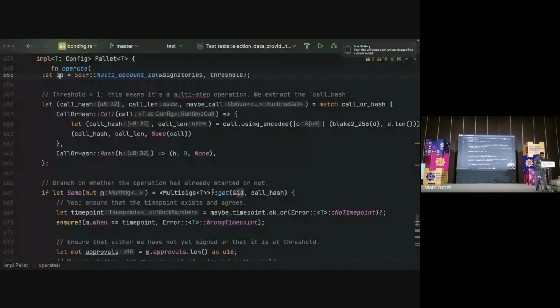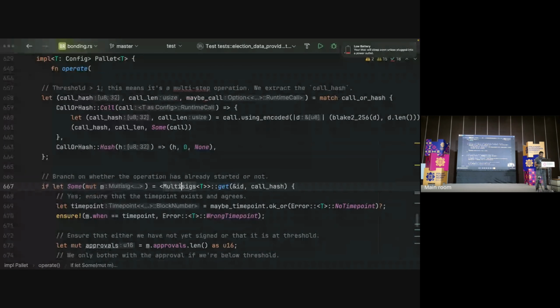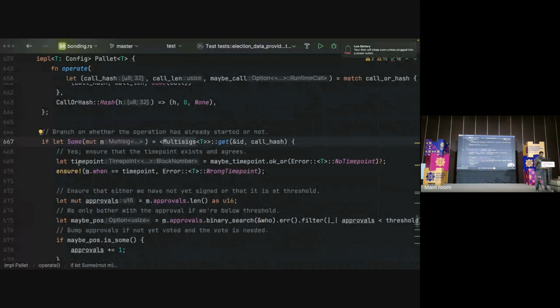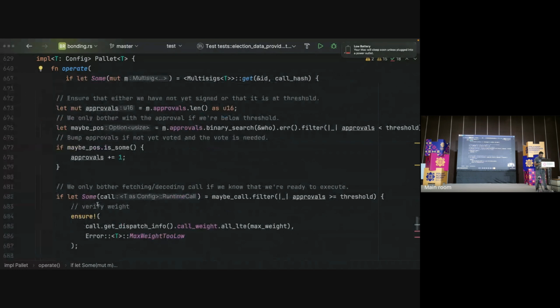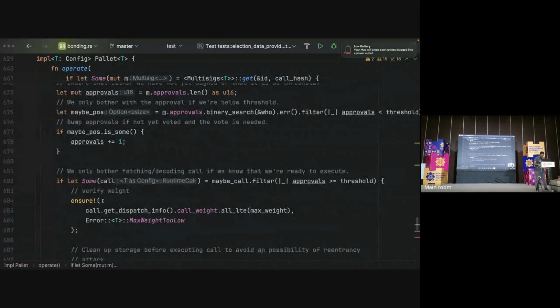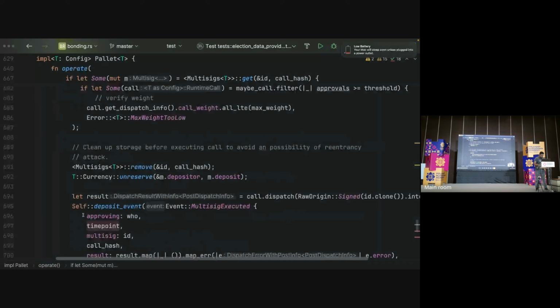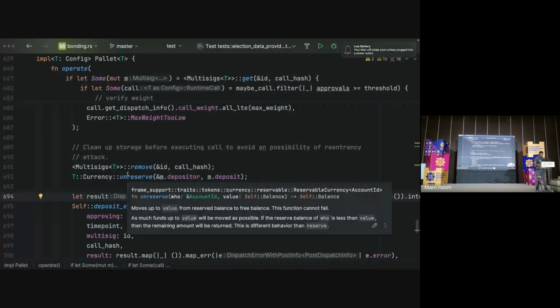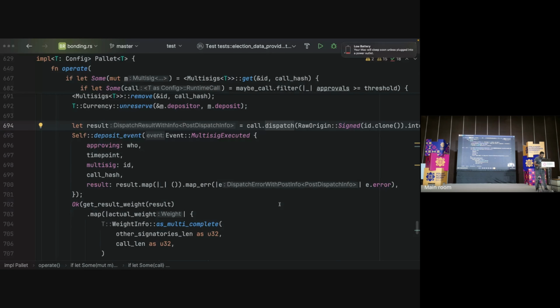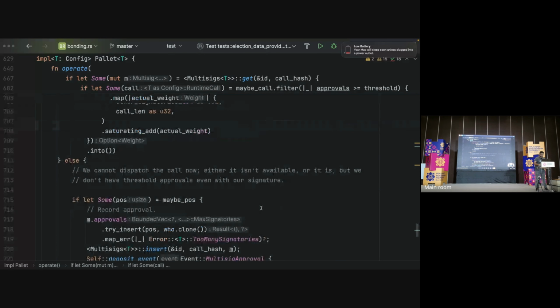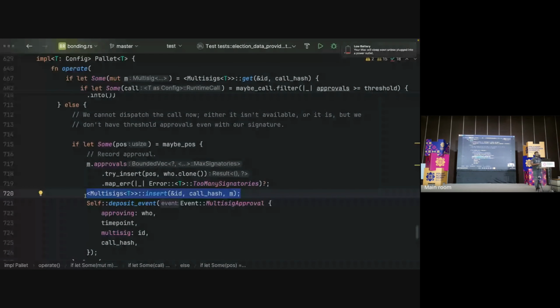Whether it's already started or not, I think it will store it in the multisig. And next time, if it's the second time or third time, it will go to this. It will check if the time point exists, it will check for the approval. If it is approved, probably it will dispatch it. Let's see. Yeah, here it's doing something. Here it dispatches it and removes it because it's done with this operation. It removes the deposit and dispatches it. And if it's the first time, it should insert into the multisig.